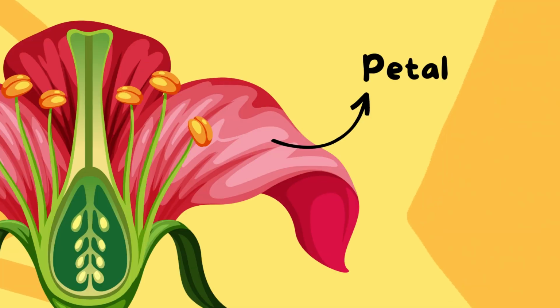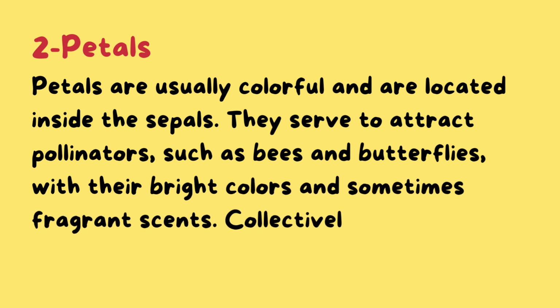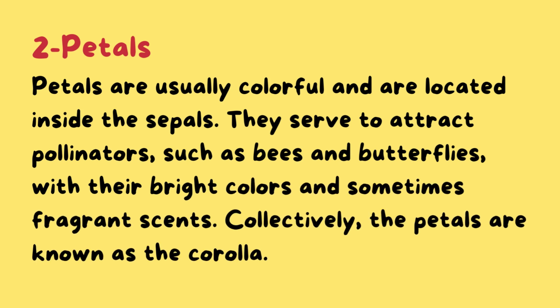Petals. Petals are usually colorful and are located inside the sepals. They serve to attract pollinators, such as bees and butterflies, with their bright colors and sometimes fragrant scents. Collectively, the petals are known as the corolla.